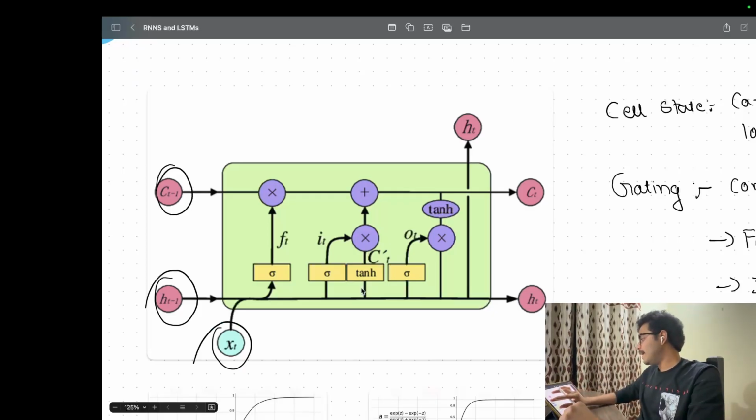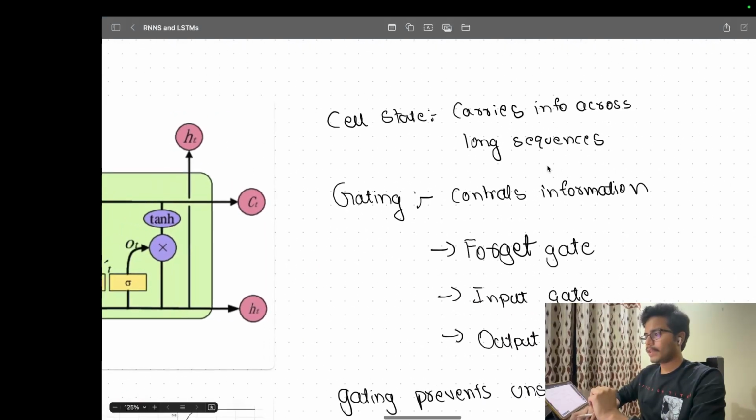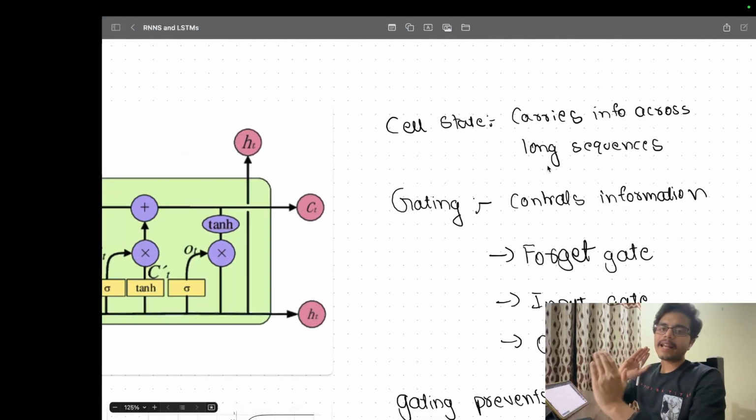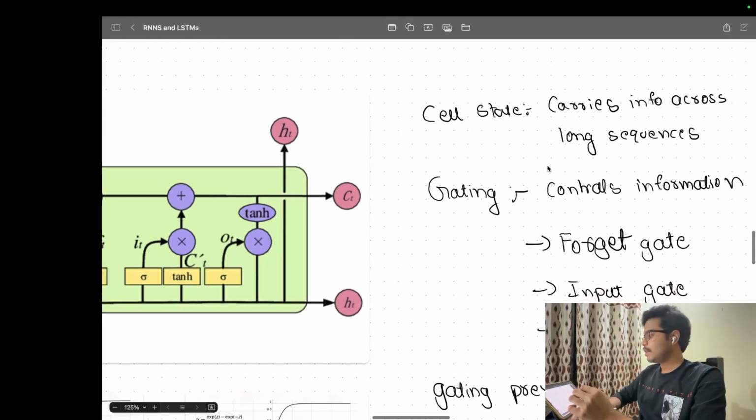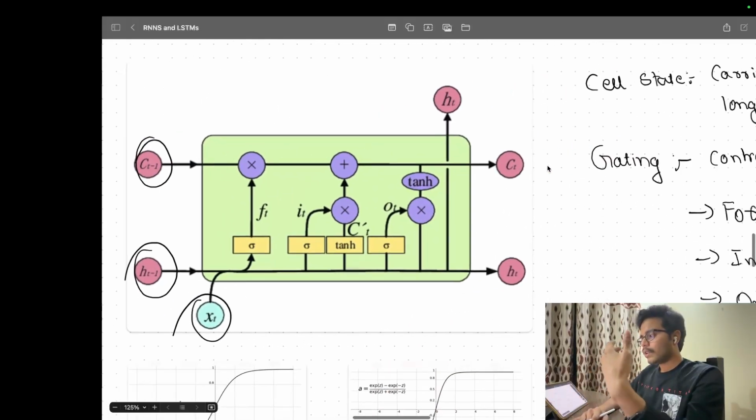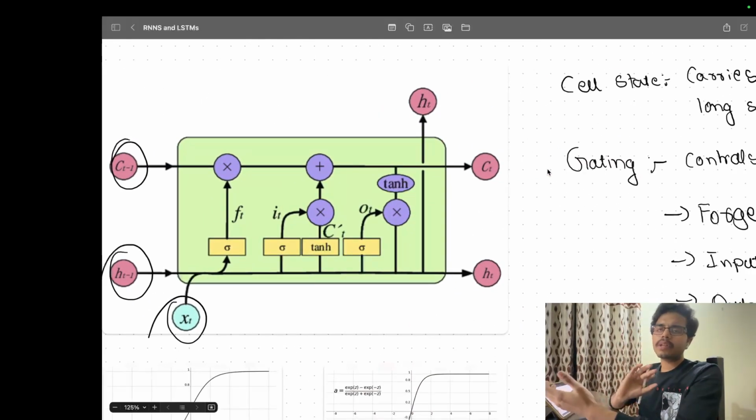This cell state is something that carries information across long sequences. That means it holds the aggregation of information over a very long sequence. Historical knowledge, perhaps you can say. The H is going to store the most recent information. So it's like a caching of the recent sequence, you can say. A more updated information, but it's not as valid or as historically important as the cell state.